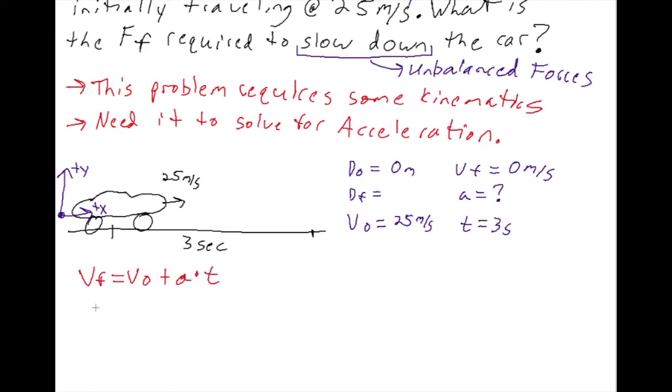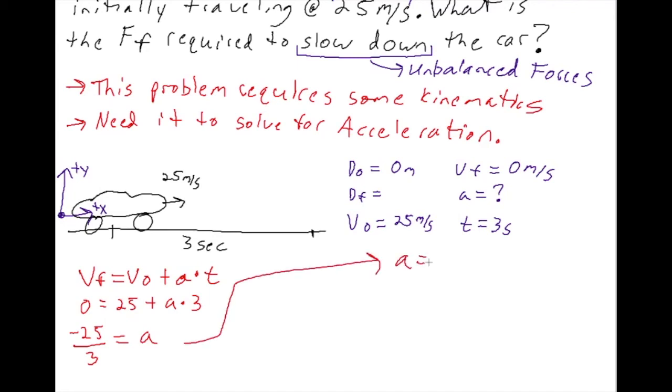Now I'm going to plug in my numbers into the equation. 0 equals 25 plus A times 3. Subtract the 25 over and divide by 3 to give me acceleration. I find out that the acceleration of my car is equal to negative 8.3 meters per second squared. It's a pretty big acceleration.